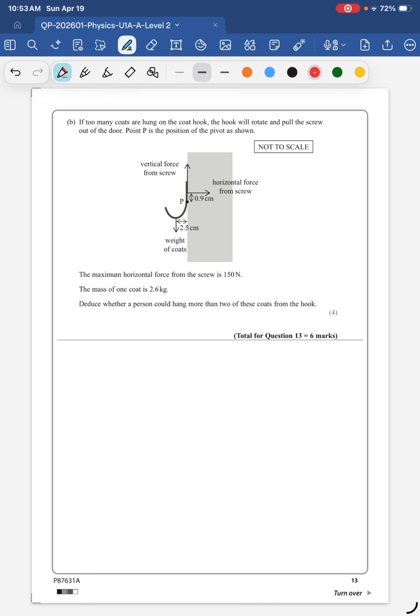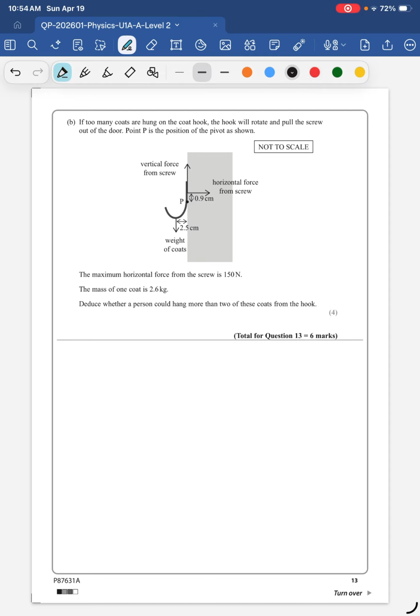If too many coats are hung on the coat hook, the hook will rotate and pull the screw out of the door. Point P is the position of the pivot as shown. The maximum horizontal force from the screw is 150 newtons. The mass of one coat is 2.6 kilograms. Deduce whether a person could hang more than 2 of these coats from the hook.